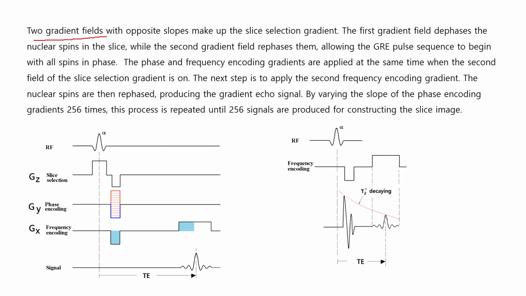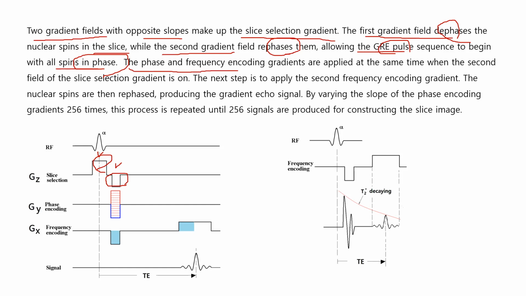Two gradient fields with opposite slopes make up the slice selection gradient, the same as in the spin echo pulse sequence. The first gradient dephases the nuclear spins in the slice, while the second gradient field rephases them, allowing the GRE pulse sequence to begin with all spins in phase. So using the opposite slope gradients, we can dephase all spins before starting the GRE pulse sequence.